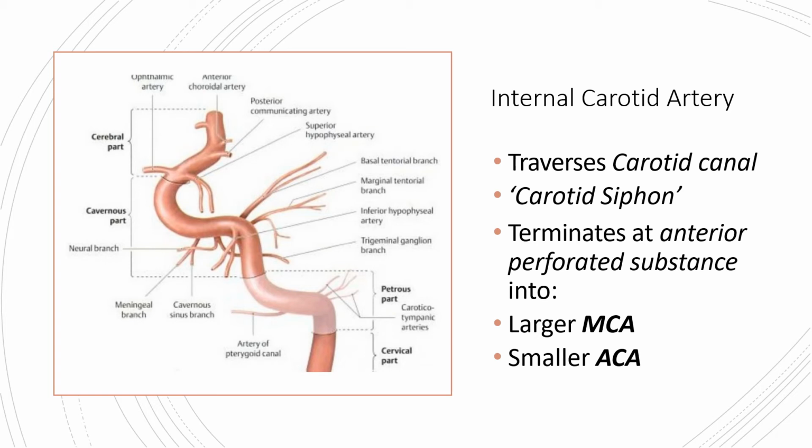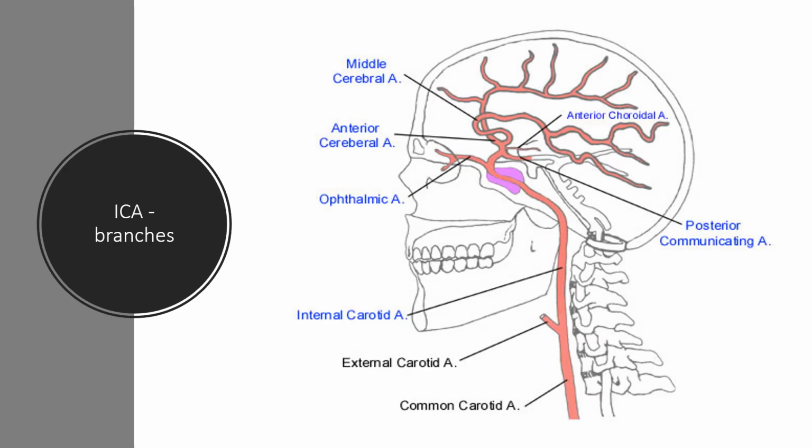The intracavernous and the supracavernous course of the internal carotid artery forms a typical U-shaped bend or a hairpin bend, which is called the carotid siphon. Please note the term carotid siphon. We will see the branches of the cerebral part of the internal carotid artery.